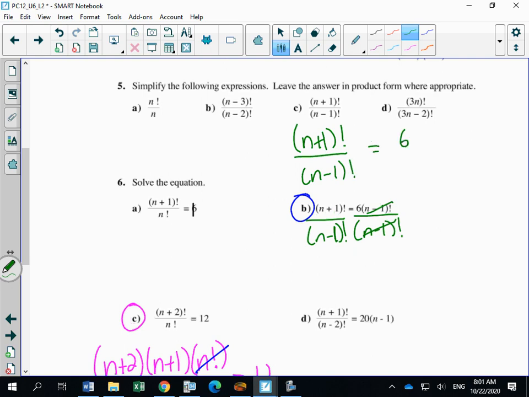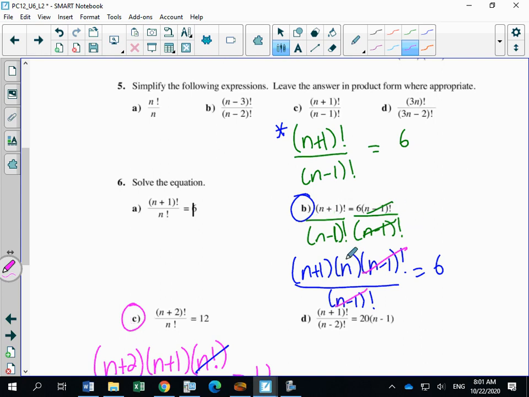You want to start unzipping the larger of the two. This would be the larger of the two, because if n was 10, that would be 11. So that would give you n plus 1, n, n minus 1 factorial, all over n minus 1 factorial. That's equal to 6. Cancel out your factorials, and then if you distribute the n, you're going to have n squared plus 1n is equal to 6. Bring your 6 to the left and factor.